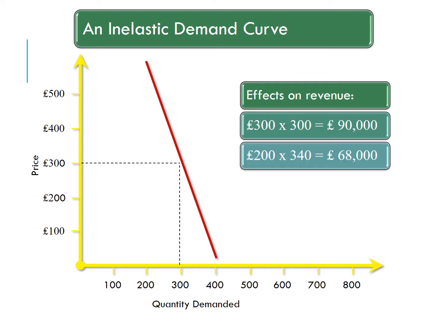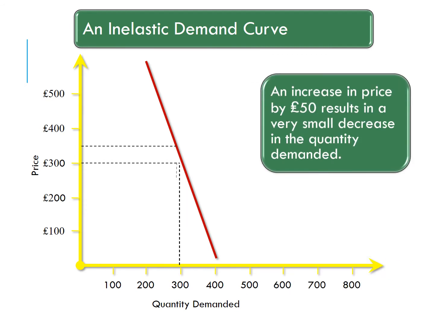And here we can see that at £300, if they sell 300, their revenue is £90,000. If they lower the price to £200 and sell 340, the revenue has actually gone down. So for this business, if the product has price inelastic demand, then lowering the price is not a good strategy, as it reduces overall revenue, money received by a business. Because the increase in demand is not very big, it's smaller than the percentage change in price.